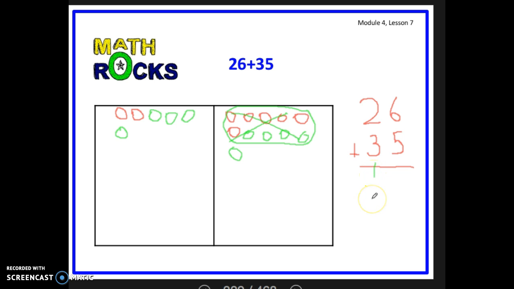Now I just have to fill in what's in my chart. How many ones do I have left over? I have one left over. And how many 10s do I have? I have 6. And 2 plus 3 plus 1 equals 6.